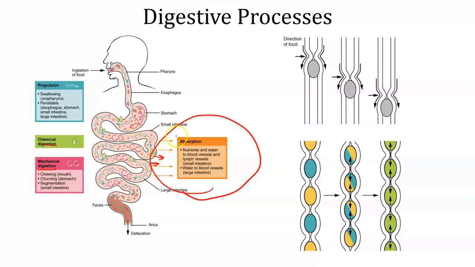So absorption is a major important part here. Everything that is going to make up you at one point was absorbed from your digestive tract. And specifically, this would be absorbed across the epithelial tissue of the small intestine and the large intestine.